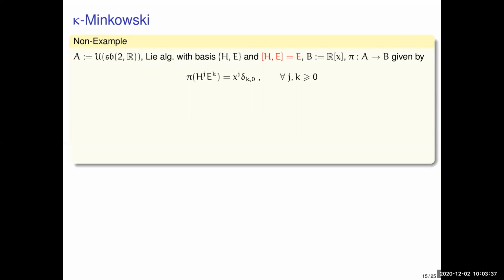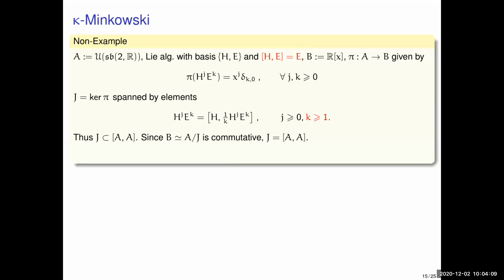This is quite close to the example of the cross, the non-commutative version of the cross. You can take as A the universal enveloping algebra of the Lie algebra with basis H and E and the commutation relation [H, E] = E. You can take as B polynomials in x, and as quotient map the map sending E to 0. Then, working with a Poincaré–Birkhoff–Witt basis, it's not difficult to prove that pi star is not surjective on derivations.